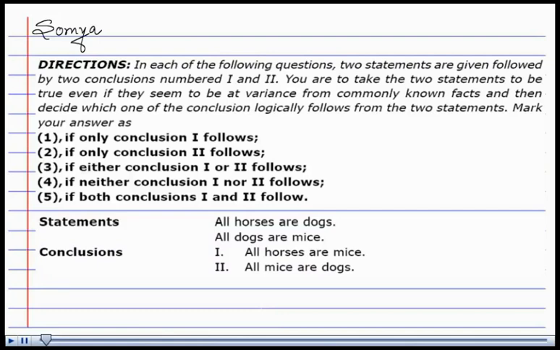Hello, I'm Samya. Directions. In each of the following questions, two statements are given followed by two conclusions numbered 1 and 2. You are to take the statements to be true even if they seem to be at variance from commonly known facts, and then decide which one of the conclusions logically follows from the two statements.